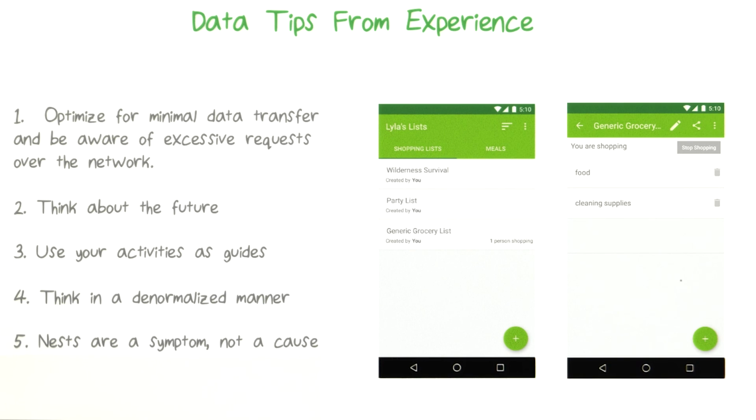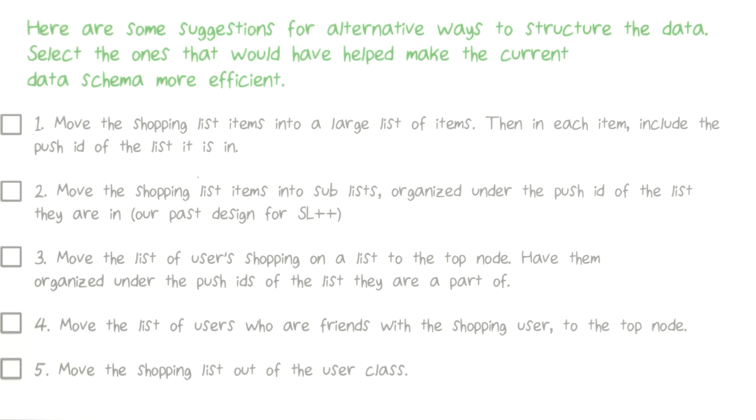But if it's not the case that you're downloading a lot of extra data, then a little nesting can be fine. Alright, with all of those tips in mind, here are some suggestions about how we could have reorganized our data structure had we thought of it earlier. Out of these, check off the ones that you think might have actually helped. In the instructor notes below, I've given detailed explanations about what exactly each of these means and what the data actually looks like. So make sure to take a look at those before you answer anything.